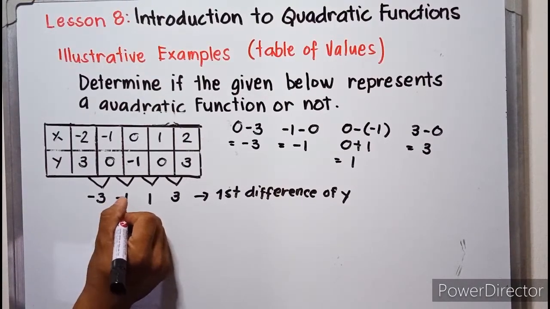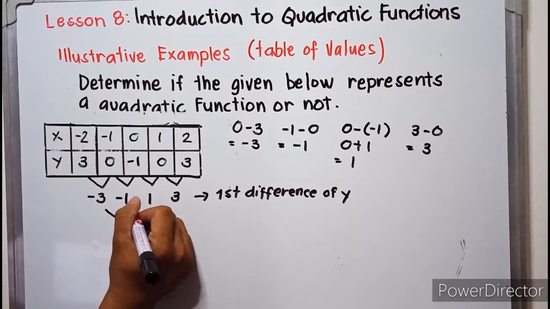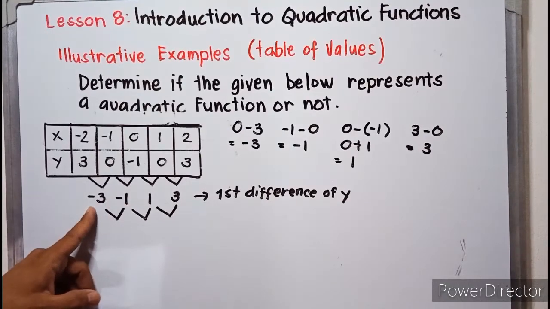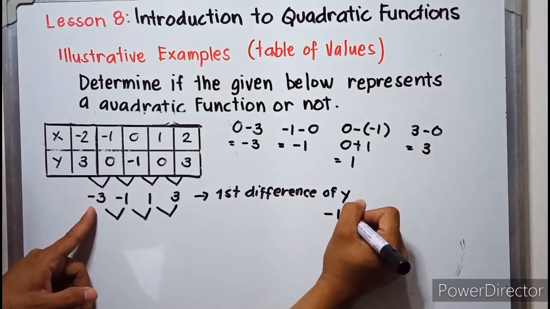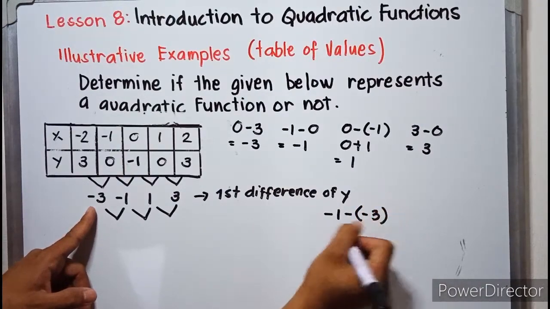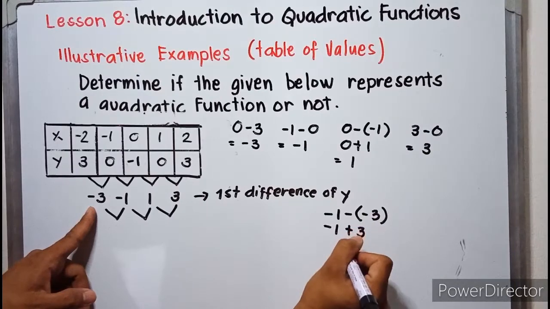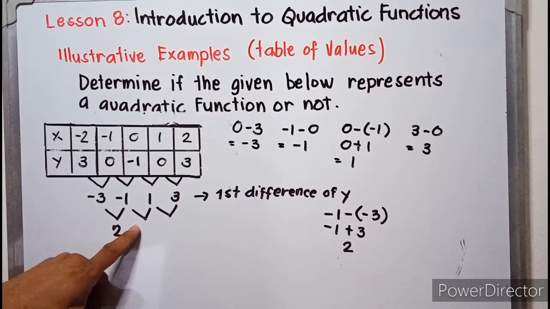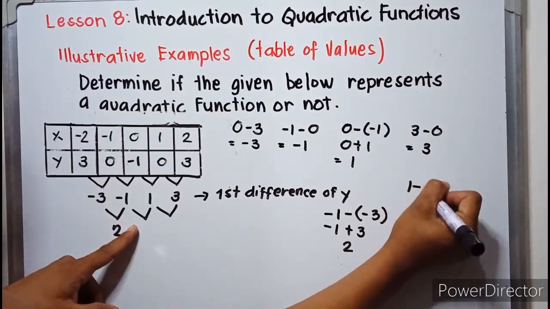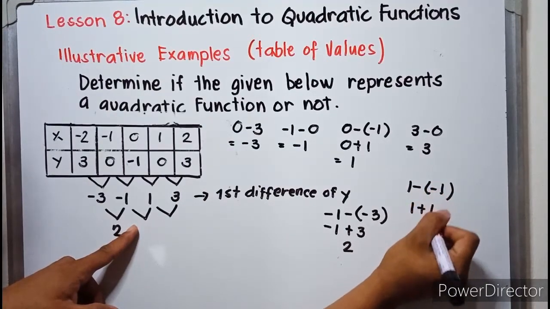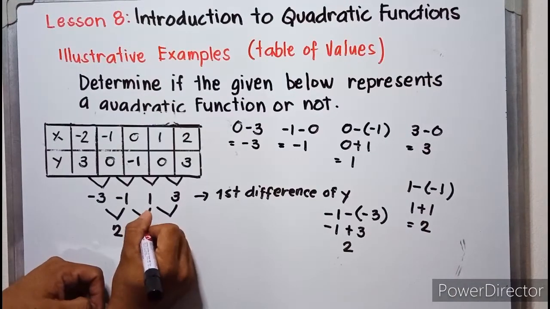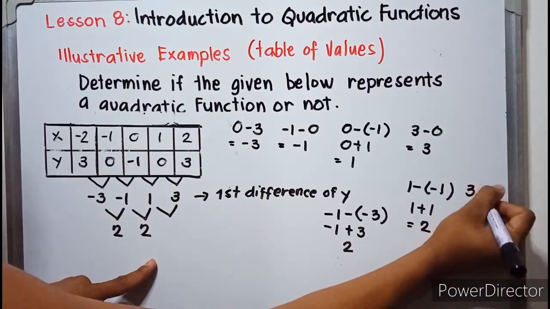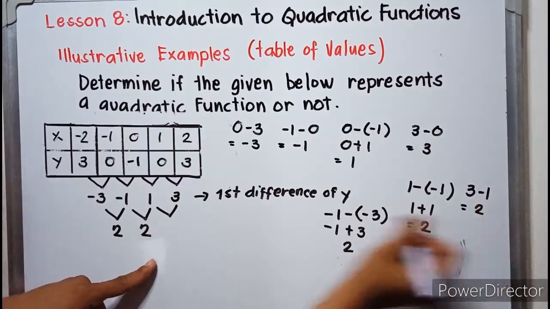So, kukuhanin natin negative 1 minus 3, 1 minus negative 1, and 3 minus 1. So, unahin muna natin yung negative 1 minus 3. So, we will have negative 1 minus negative 3. So, we'll have negative 1 plus 3. The answer is positive 2. Next, what is 1 minus negative 1? So, 1 plus 1 equals 2. Then, the last one, we have 3 minus 1. So, the answer is 2.